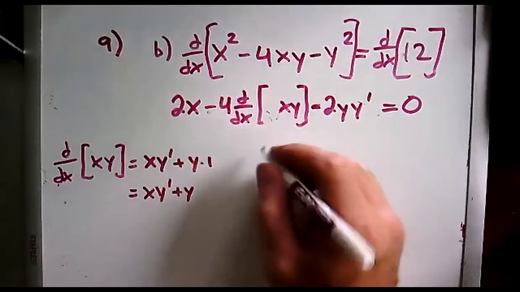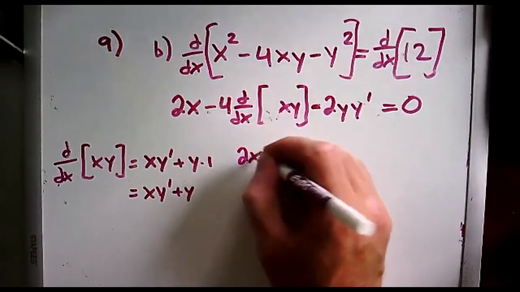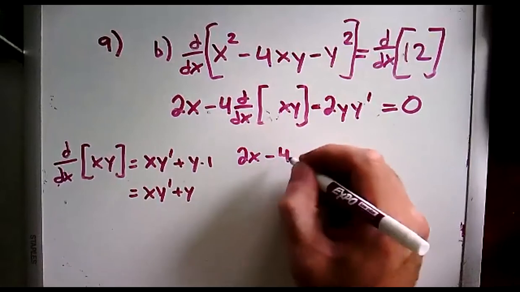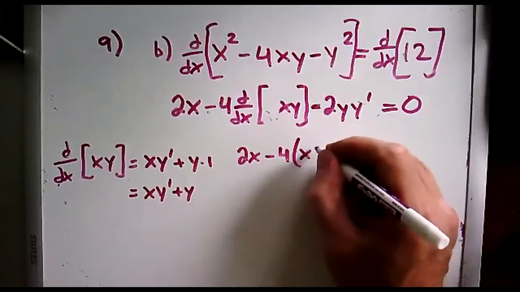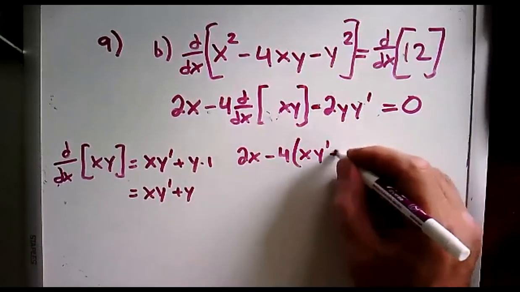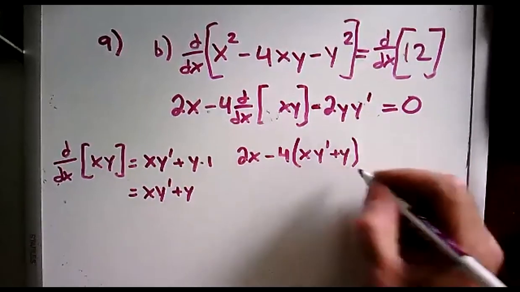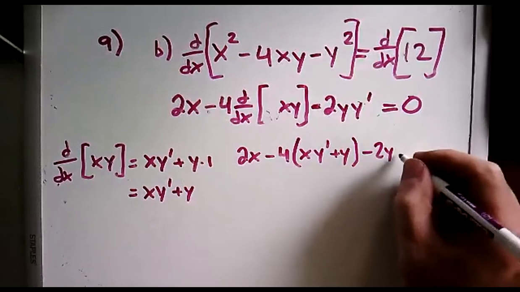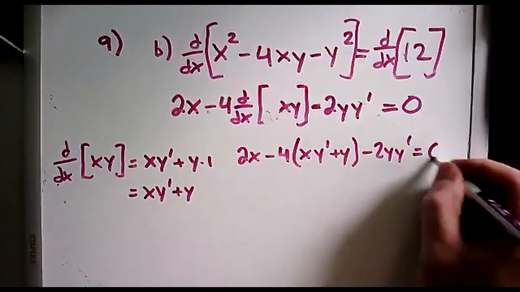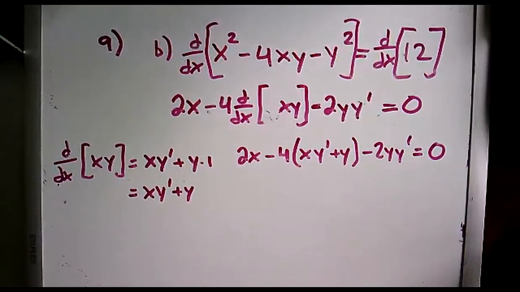And so my new equation then is 2x minus 4 times (x y prime plus y), right? That's what I just replaced for the derivative of xy, minus 2y y prime equals 0. If you get to this point, you've made at least half credit. You have successfully done implicit differentiation. The rest of the problem is just algebra. And it's not terrible algebra, but it's not particularly easy algebra either.